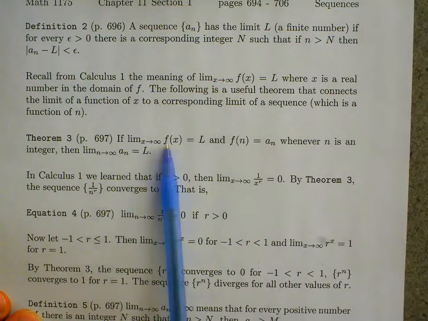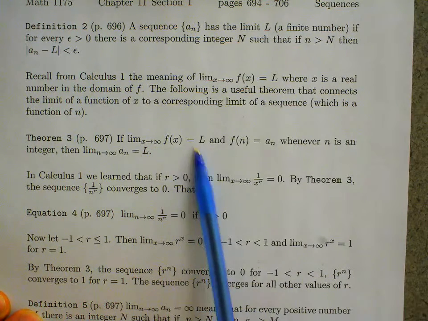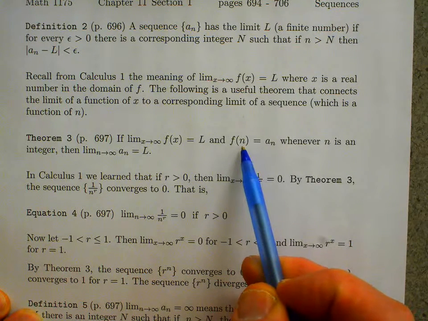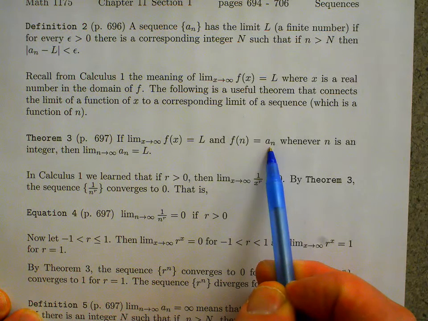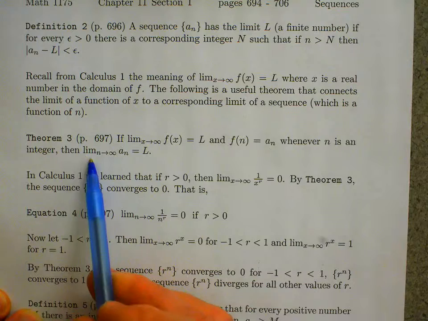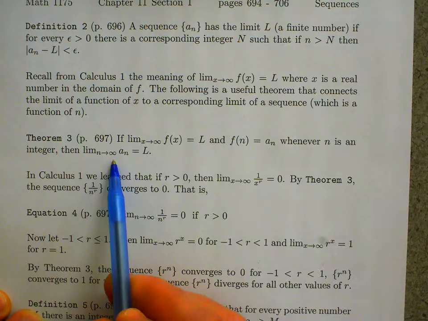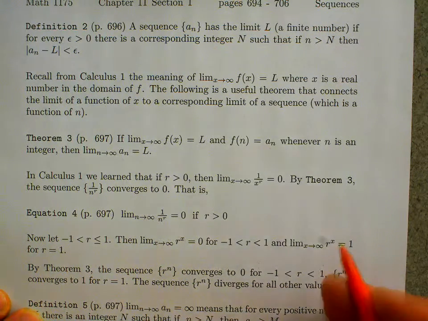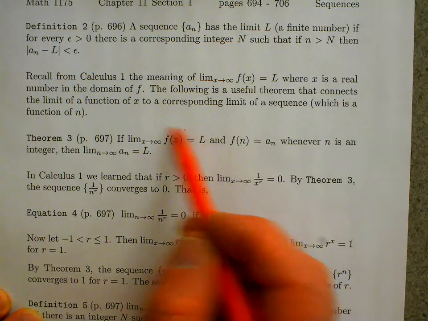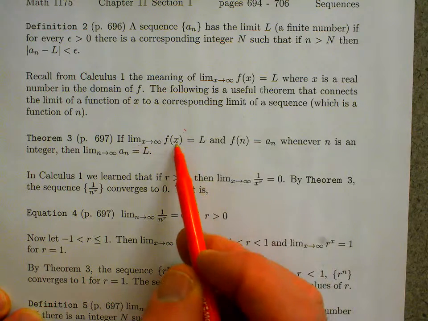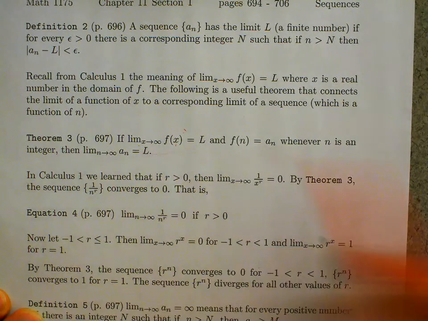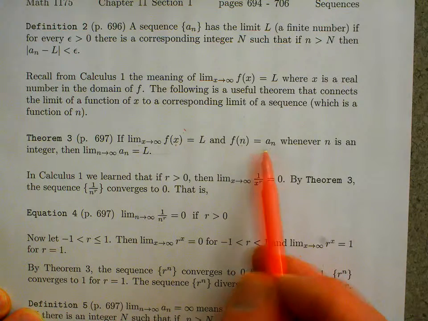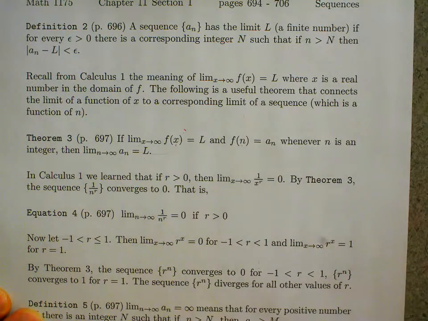Okay, so if the limit of f of x as x approaches infinity is equal to capital L, and if the function f evaluated at an integer n is equal to a sub n, then the limit of the corresponding sequence a sub n as n approaches infinity will also equal L. Seems to make sense. So normally, if we're taking the limit of f of x as x approaches infinity, x is all of the real numbers along the way. And for a sequence, we're not picking up all of the real numbers, we're just picking up the integer points. So it makes sense that the limit would be the same.